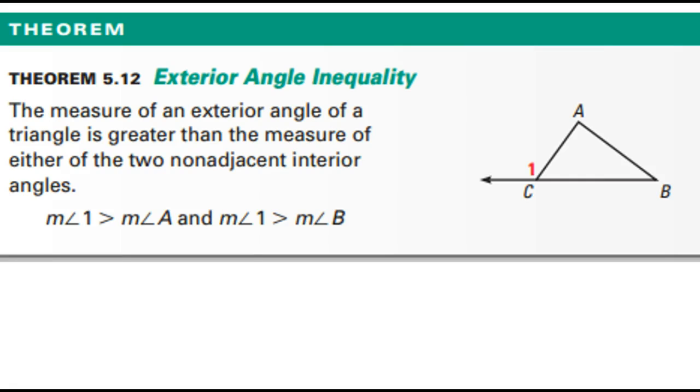The next inequality in one triangle is the exterior angle inequality. Basically, this is very similar to the exterior angle theorem, which we've already learned, that angle 1 is going to be equal to A plus B. So if angle 1 is equal to the sum of the two remote interior angles, then it has to be greater than each individual angle.